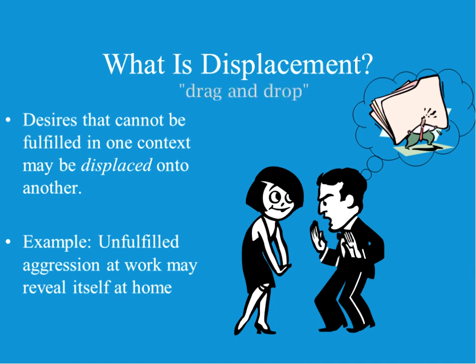What are we dragging and dropping? We're dragging concerns and conflicts and issues from one situation, like work, and we're pulling them over here and we're dropping it on to this person who's not even connected with work at all. So it says here on the slide, desires that cannot be fulfilled in one context may be displaced onto another. So unfulfilled aggression at work reveals itself at home.